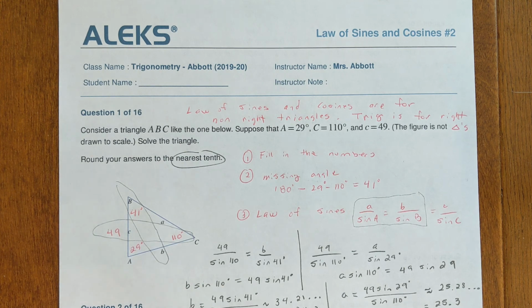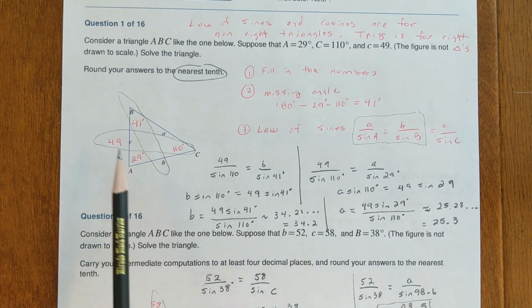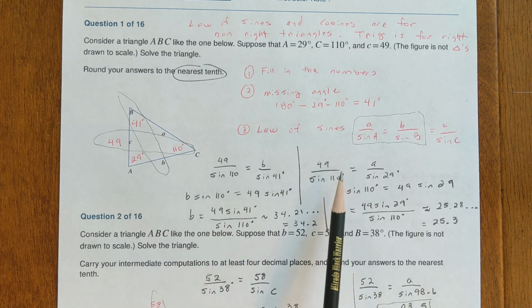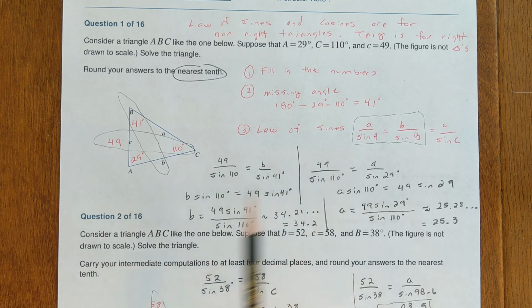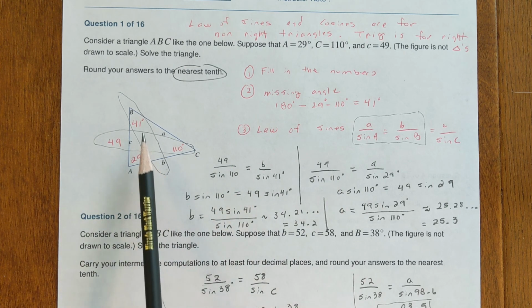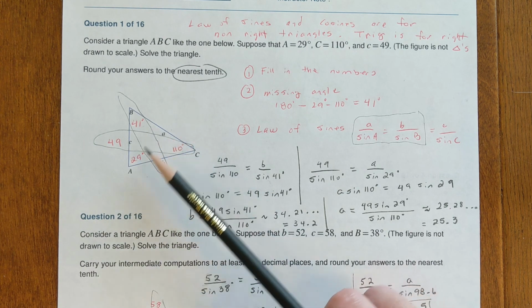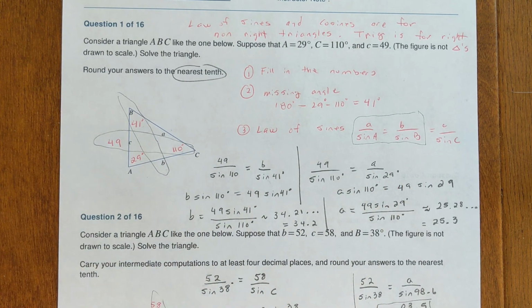The one that's really good to use here, I set up 2 equations down here. I'm going to use the side that's 49 over the sine of 110 twice. So 49 over the sine of 110 is equal to side b over the sine of 41. Likewise, it's equal to side a over the sine of 29. Those are the 2 proportions I'd set up to find the missing sides a and b. Then you cross multiply and divide to get the 2 answers of 34.2 and 25.3.